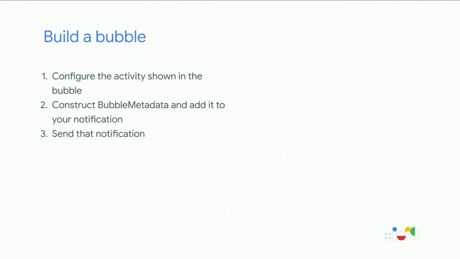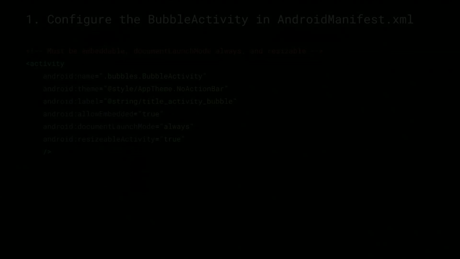OK, how do you build a bubble? If you've ever sent an Android notification or if you've ever built an activity, you can build a bubble. It's very straightforward. First, you're configuring an activity to display in a bubble. Then you're building a bubble metadata object, attaching that to a notification, and sending the notification. So let's look at some code.